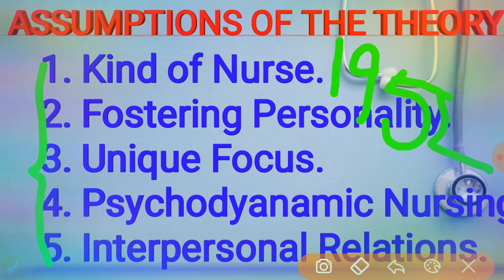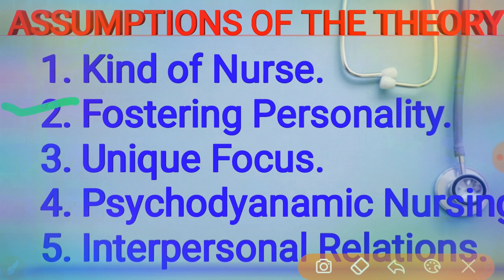Okay, let's see. First one is the kind of nurse. Here, each person makes a substantial difference in what each client will learn as he or she is nursed throughout his or her experience with the illness. So here the client will explain how he or she felt about the care of the nurse. That is the main assumption of this theory, the kind of nurse.